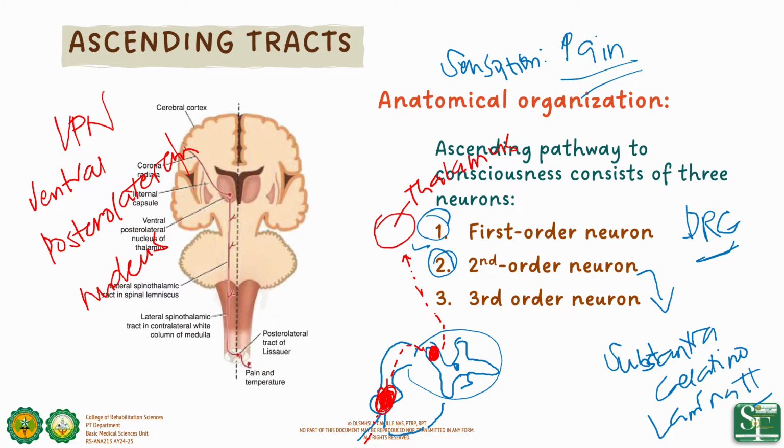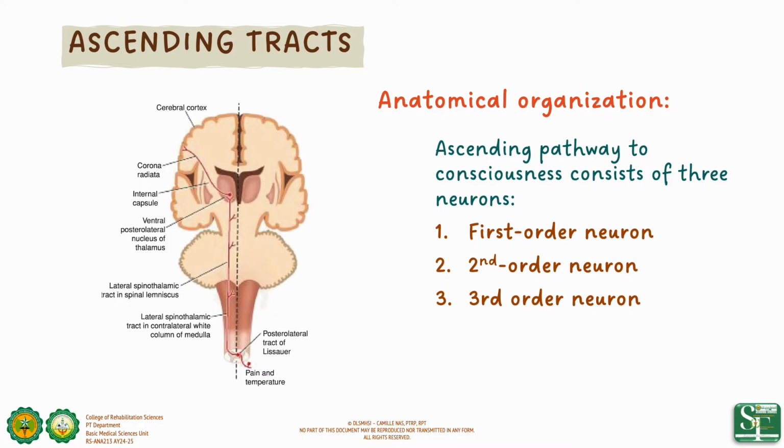But, for this one, it's the VPL. Para matandaan nyo yung lateral, VPL. Okay, ventral posterolateral nucleus of the thalamus. So, that's the third order neuron, si thalamus. Tapos, pupunta na yan sa brain. Anong area ng brain? Sinong cortex? Anong lobe? Lobe muna. Ang lobe natin is the parietal lobe for sensation or the somesthetic area or somatosensory area.